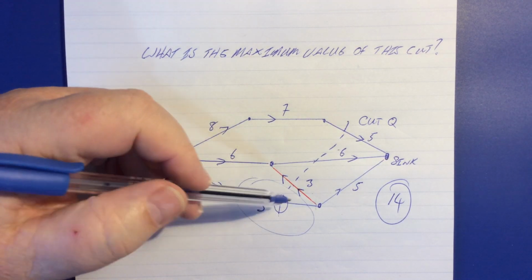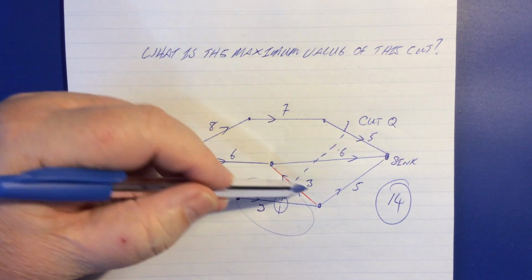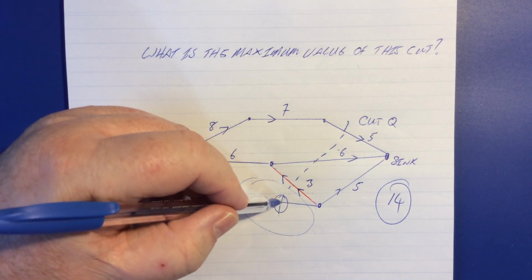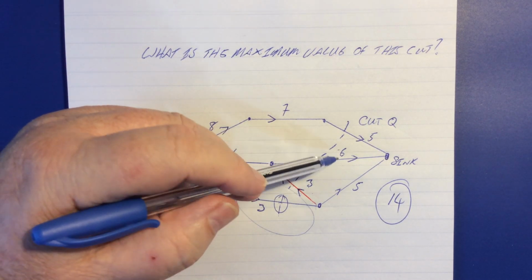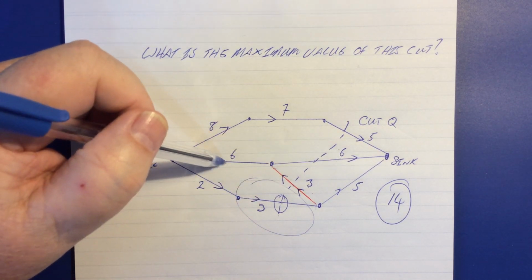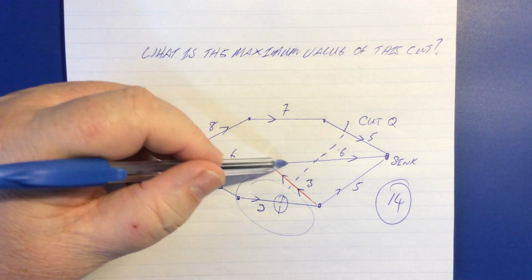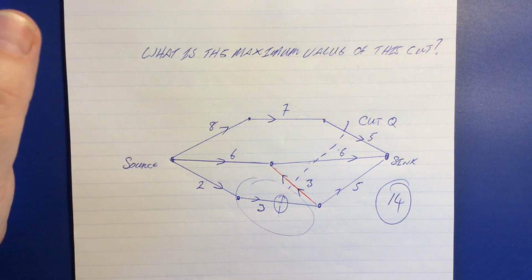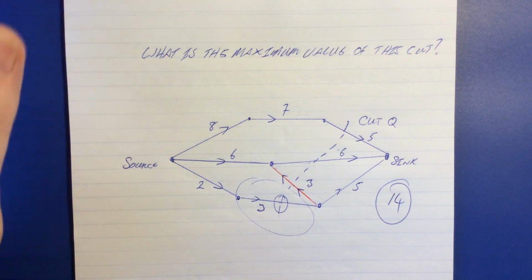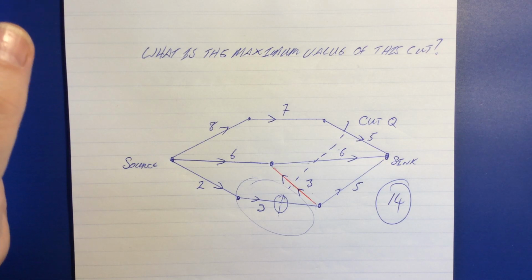So the reason that 3 doesn't count here is because the flow was blocked here and nothing gets through to there. The reason that this counts is because the flow can pass through here. Simple as that. Okay, I hope that has made some sense and cleared up some questions.